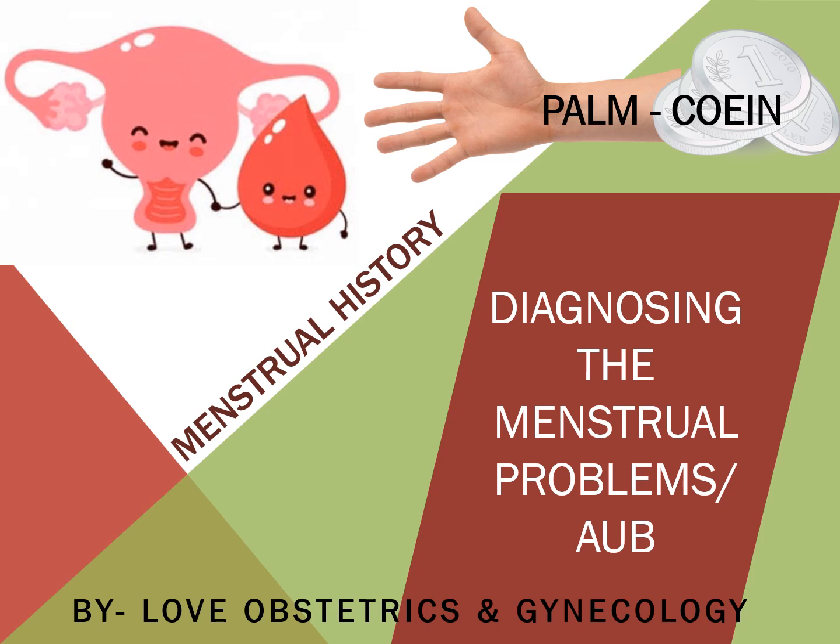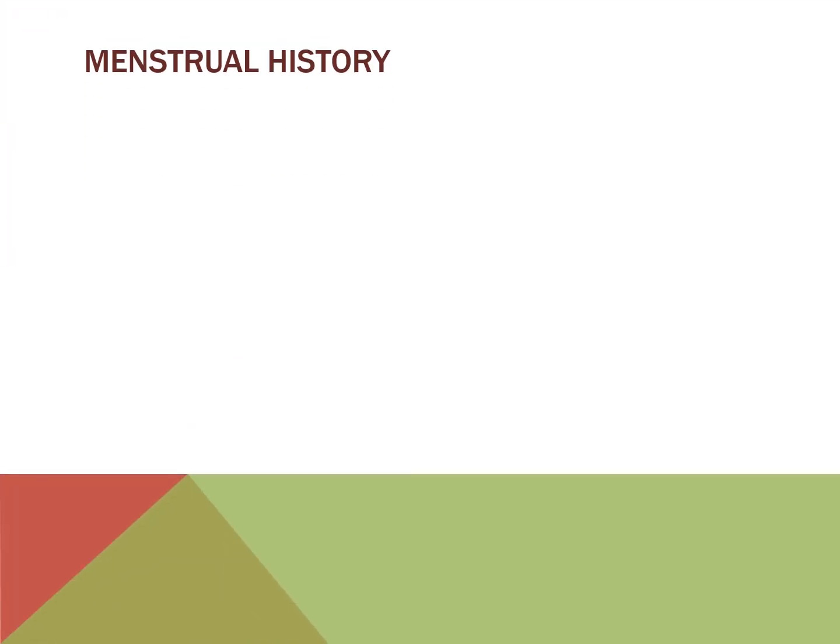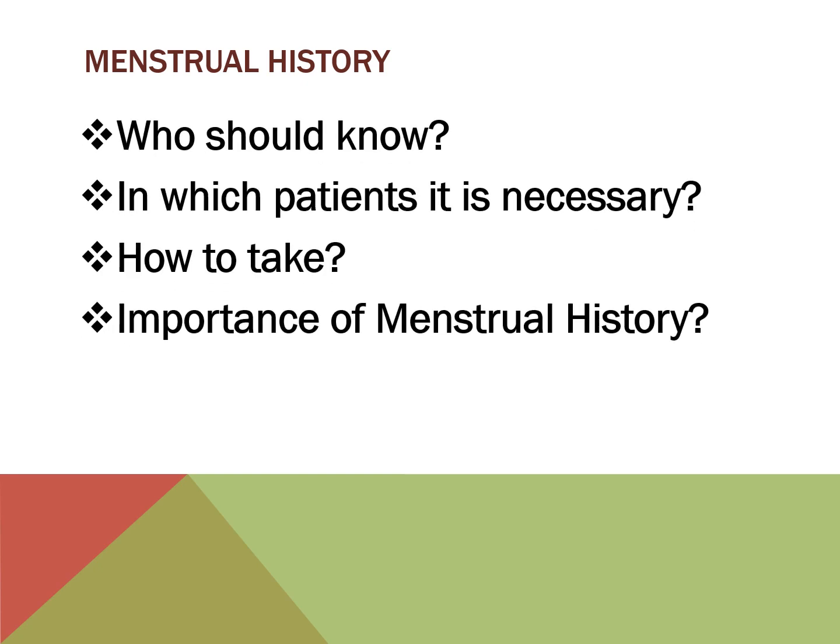In this video, I'll talk about what menstrual history is and how to diagnose abnormal uterine bleeding as per the PALM-COEIN classification. You will learn about the menstrual history: who should know it, in which patients it is necessary to take it, how to take this history, and what the importance of the menstrual history is.